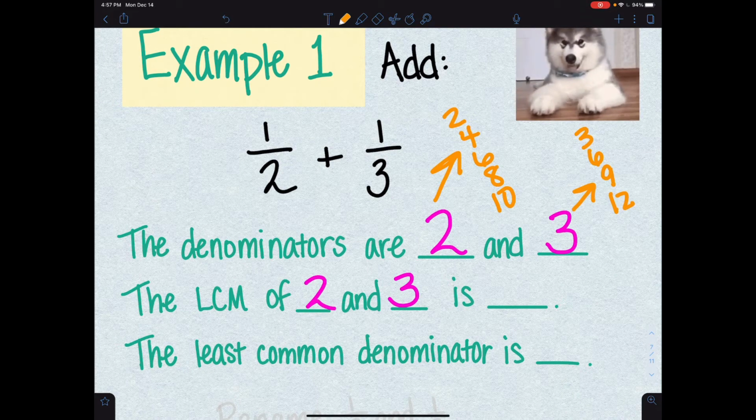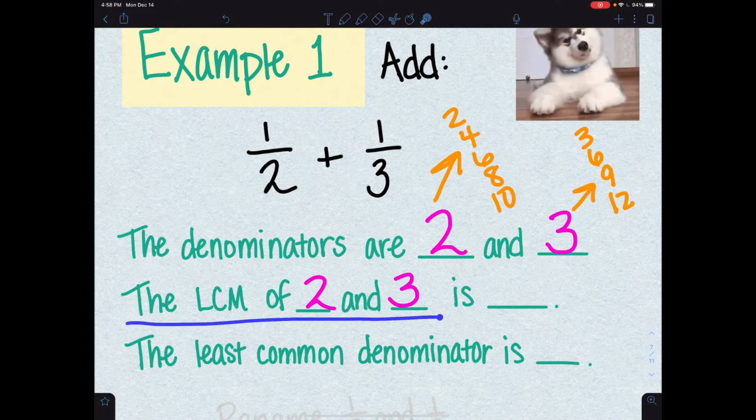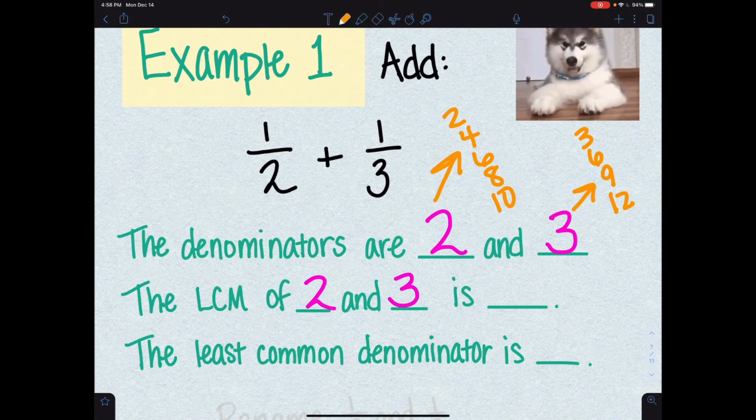Okay, did we find one yet that is the same? So let's look. 2 is not the same because it's not on the other side. 4 is not the same because it's not on the other side, but 6 is. So that is the least common multiple. So when I go back to these words, I'm going to say the least common multiple of 2 and 3 is 6. That means the least common denominator is going to be 6.